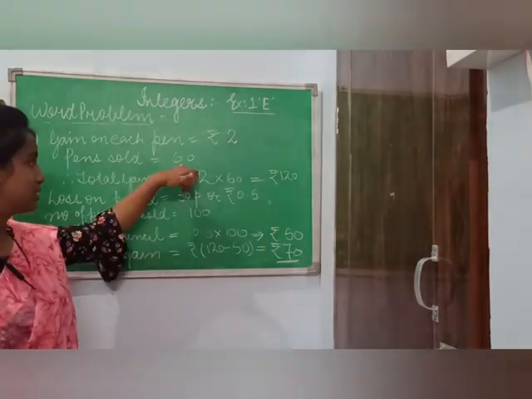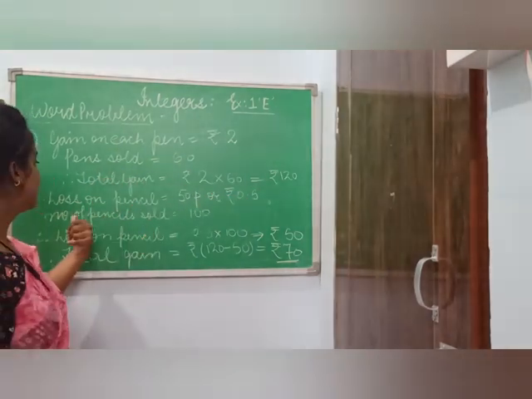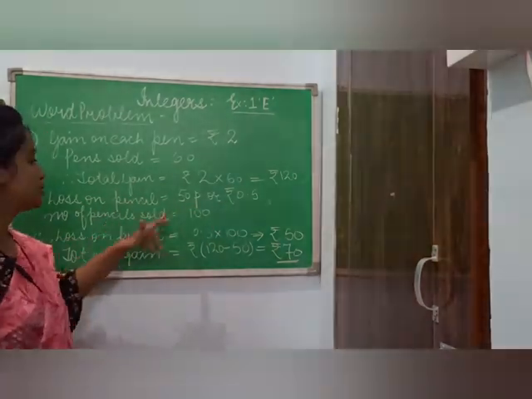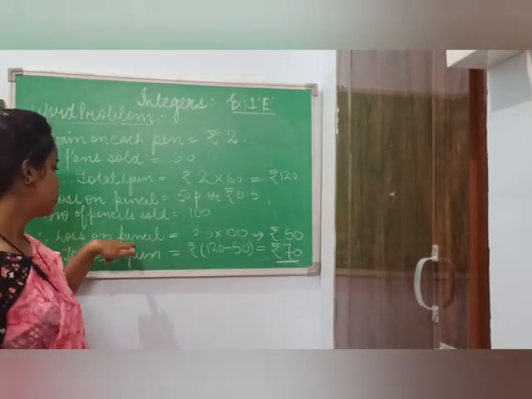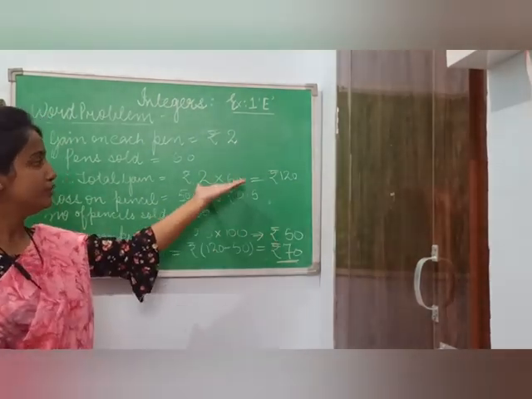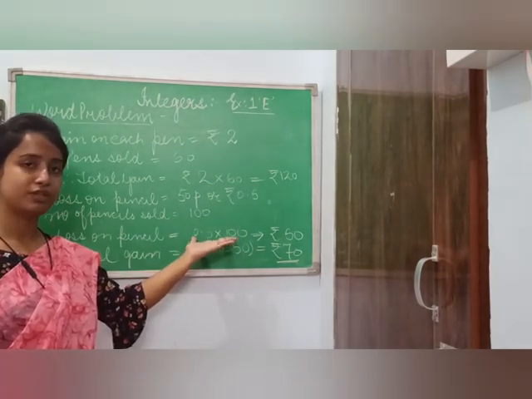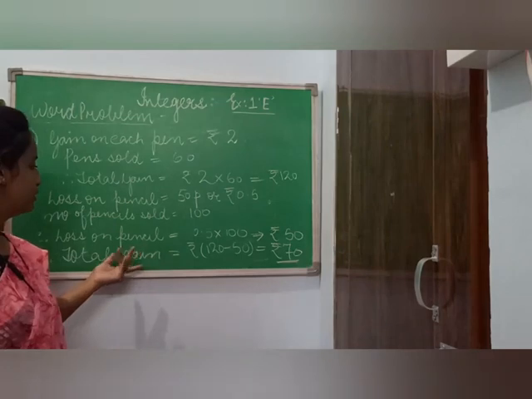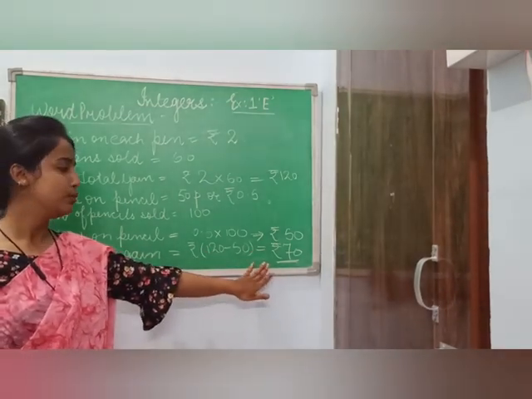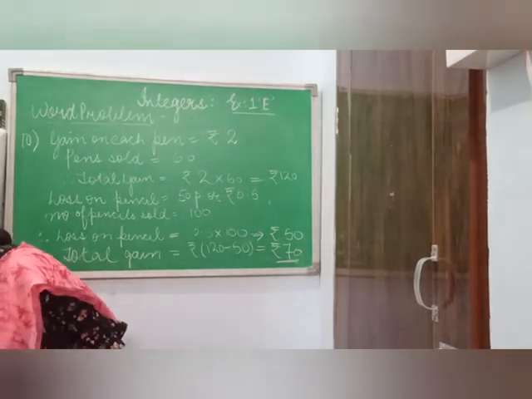He sold out 60 pens. So the gain for total pens was ₹120. Similarly for pencils, he lost 50 paise on each pencil. He sold 100 pencils. So the loss for the total pencils will be ₹50. Therefore, if he is gaining ₹120 and then losing ₹50, the gain is more. Therefore, ₹120 minus ₹50 is ₹70, which will be the overall gain in the whole transaction.